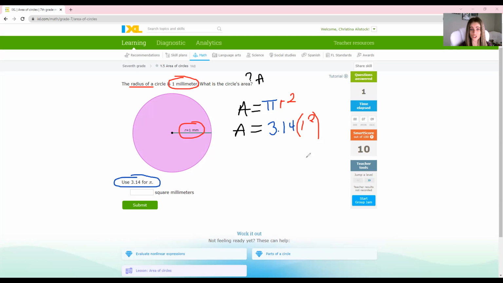Now let's use order of operations to simplify. Exponents comes before multiplication. What would be 1 squared? Well, 1 times 1 is just 1. So we have 3.14 times 1. Now we need to do our multiplication. Oh, look, I can do this without a calculator because anything times 1 is itself. So 3.14 times 1 is equal to 3.14. So the area of this circle is 3 and 14 hundredths square millimeters.